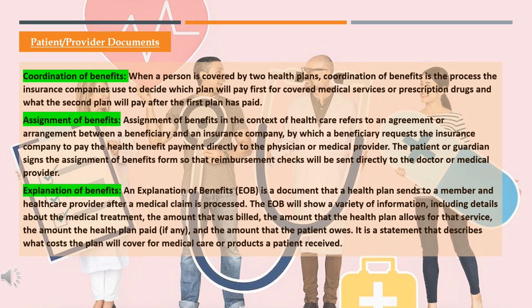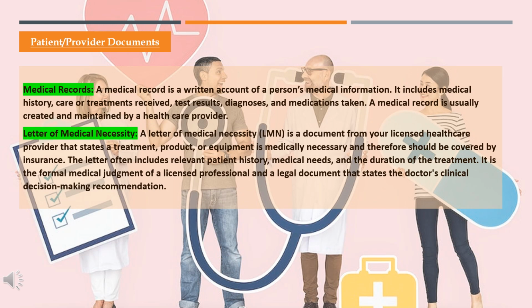The EOB will show a variety of information, including details about the medical treatment, the amount that was billed, the amount that the health plan allows for that service, the amount the health plan paid, if any, and the amount that the patient owes. It is a statement that describes what costs the plan will cover for medical care or products a patient received.